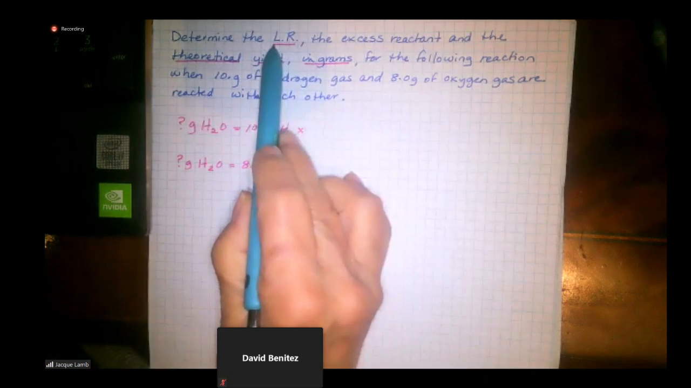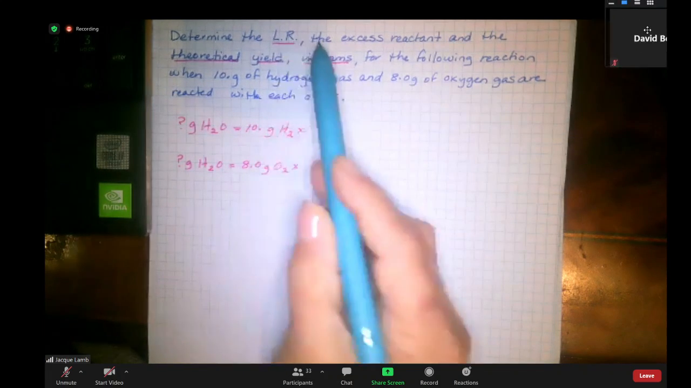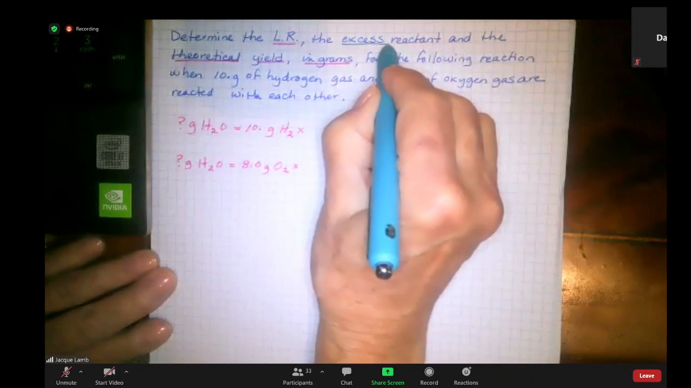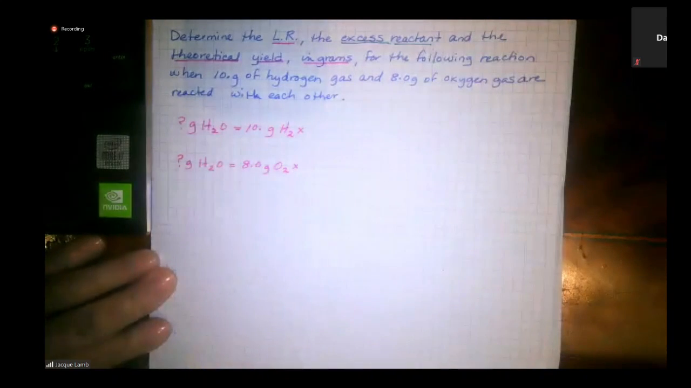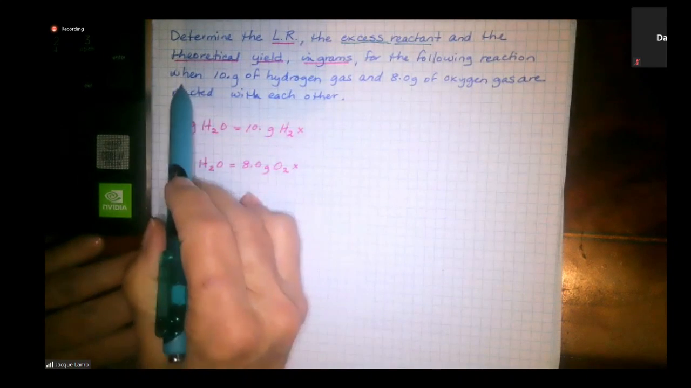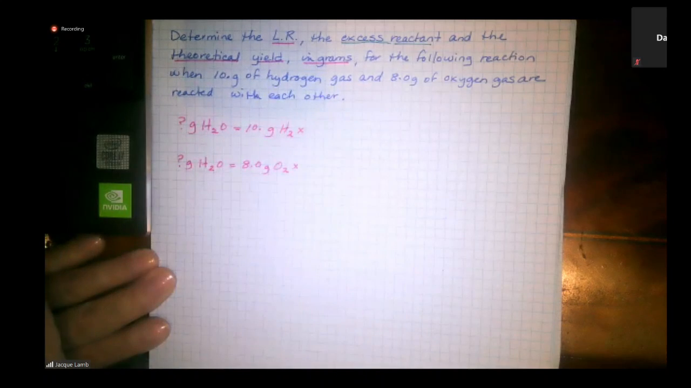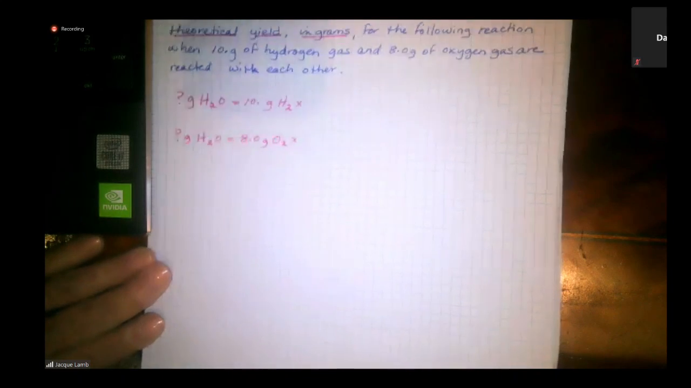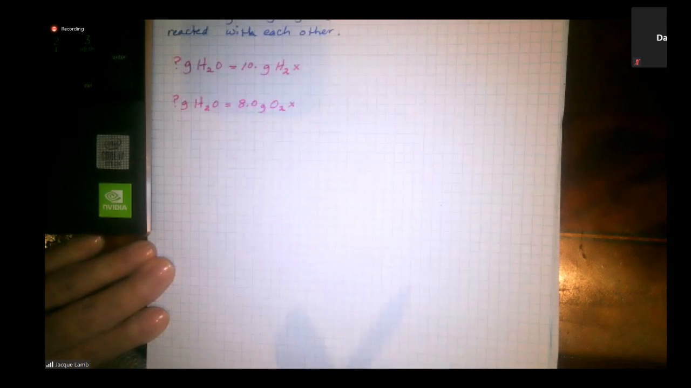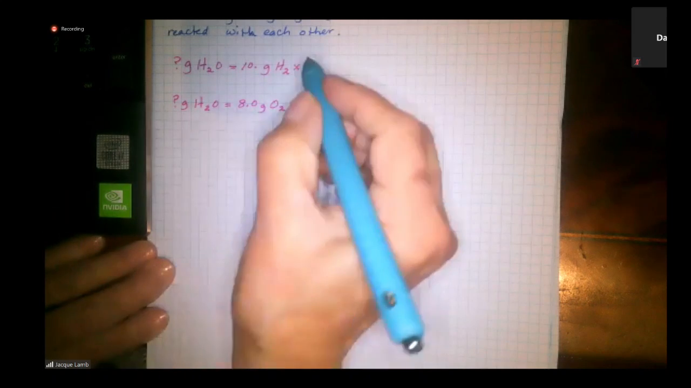I've underlined what I've been asked for: the limiting reactant. I've also been asked for the excess reactant, but obviously in this case, it would be whatever the other reactant is, the theoretical yield, and the theoretical yield in grams. So I started with 10 grams of hydrogen gas.